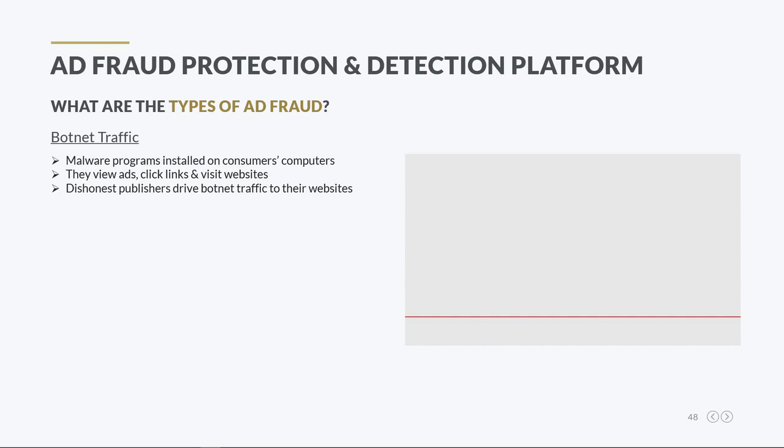A really popular ad fraud technique is the use of botnet traffic. Bots are small malware programs installed on consumers' computers. They can perform various internet activities, such as viewing ads, clicking on links, and visiting websites. Groups of bots hosted on many computers are called botnets. Publishers can use botnet traffic on their websites to sell their ad spaces and generate high revenues. This video will show you how computers get infected with bots, and how those generate fake impressions.